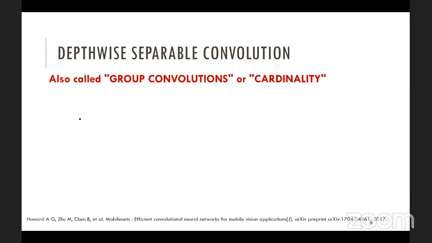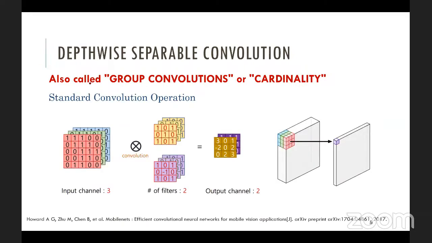Now, another very important concept here is depth-wise separable convolution. It is also called group convolution. If you remember the standard convolution operation here, this is your image with 3 input channels, and let us say we have 2 filters. Corresponding to each filter, since the depth is 3, the filter is extended in depth, and we get one output channel corresponding to each filter.